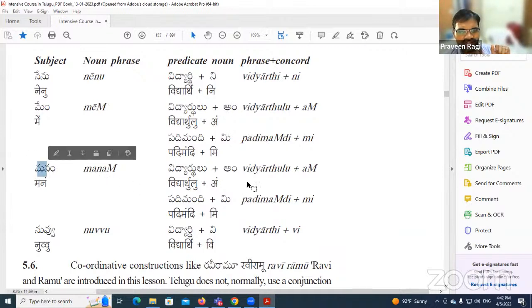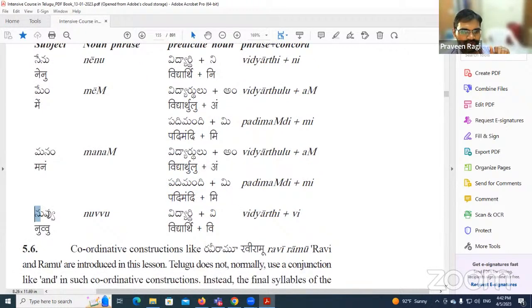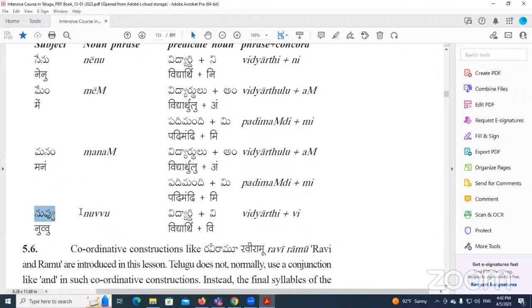Next, manam. It is almost the same kind of suffix we used. The only difference is memu here, manam there. We can skip this here. Okay, nuvu. Can you read this one? Nuvu vidyarthivi. Yes, nuvu vidyarthi.